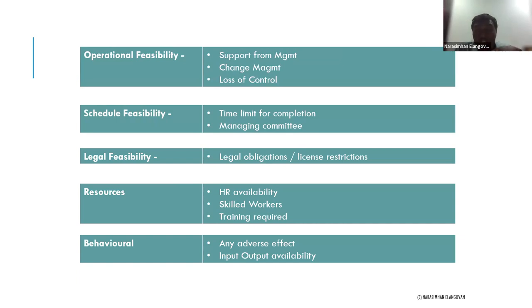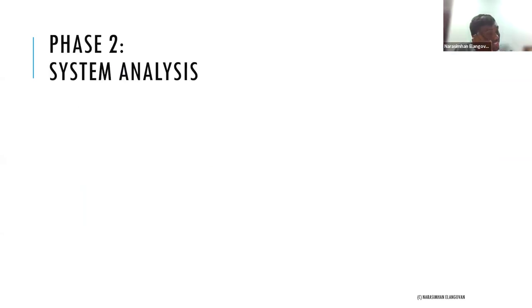Then you have schedule feasibility. Can I do it within one month, two months, six months, right? Legal feasibility. Am I legally permitted to? Is there any license restrictions? Resources. Do I have enough employees, skilled workers, training required? And behavioral. Could there be any adverse impact, input, output availability, and things like that? So that's basically behavior.